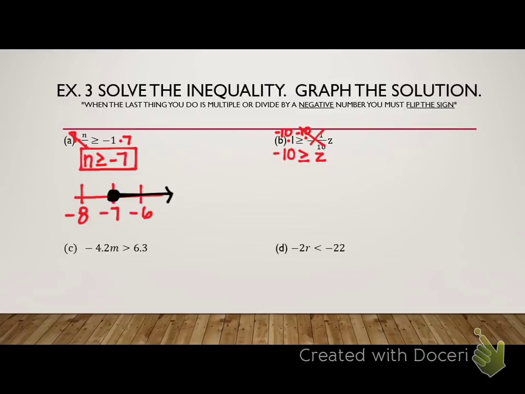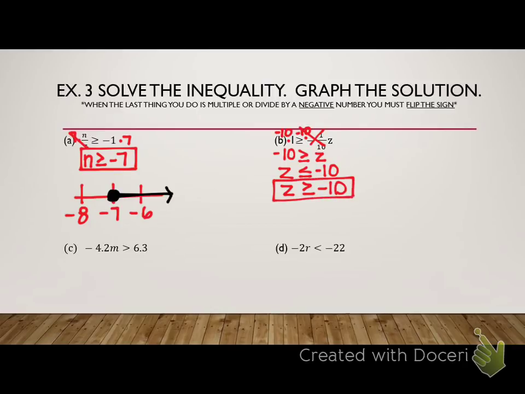Now again, we want our final answer written with the variable first. So if we read from the variable, that reads z is less than or equal to -10. So we've got to make sure our final answer still reads z is less than or equal to -10. Now the question, before we box this in, is the last thing we did multiply or divide by a negative number? And hopefully you can see that the last thing I did was I multiplied both sides by a -10, which means my final answer is actually going to be z is greater than or equal to -10. I must flip the sign.